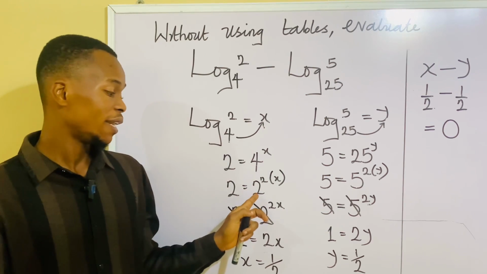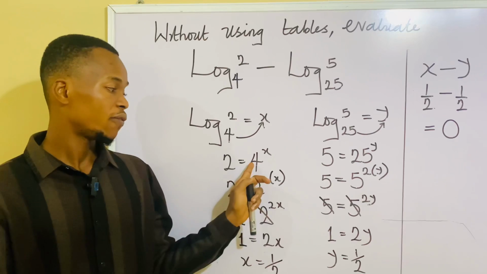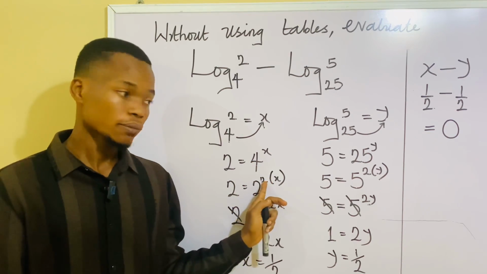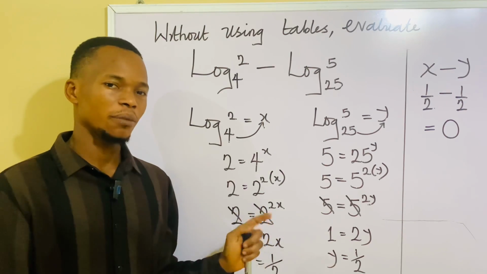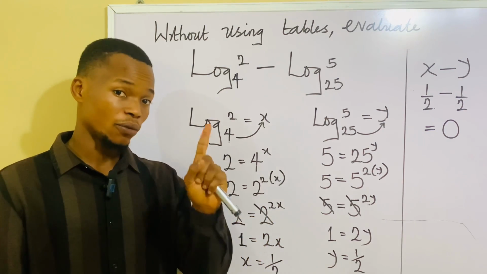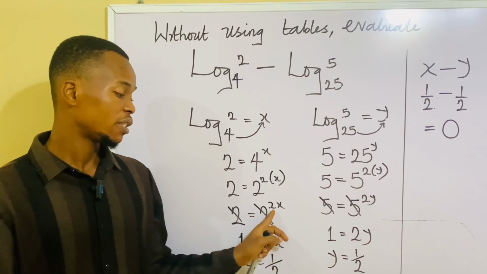The next, this becomes 4 raised to the power x is equal to 2. Next, this is an initial equation. Then I have to raise both of them to the same base. 4 can be written as 2 raised to the power 2. Then I have 2 here. Now, since both of the bases are the same, I have to strike out. Remember, every whole number has a power of what? 1. So the power of this is 1, which is this. The power of this is 2x.